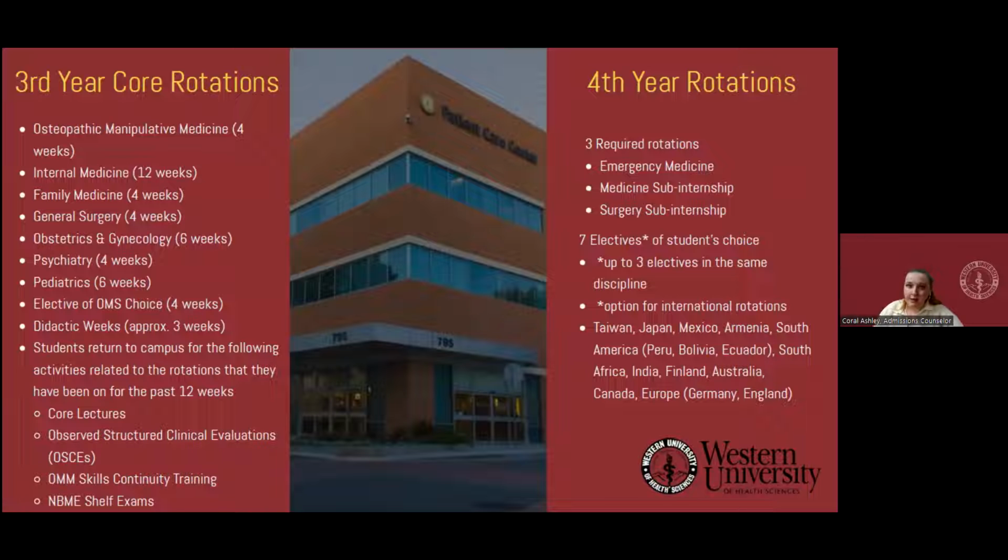And then your fourth year rotations, we have 3 required rotations and the rest are electives. And electives are what we call kind of building your way into residency. So there may have been a hospital that you rotated with in your third year that you fell in love with, or a specialty, and you want to see a little bit more of what it has to offer, get your name out there, and that's going to be one of your 7 electives.